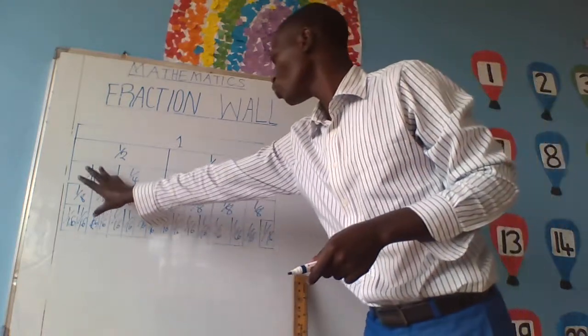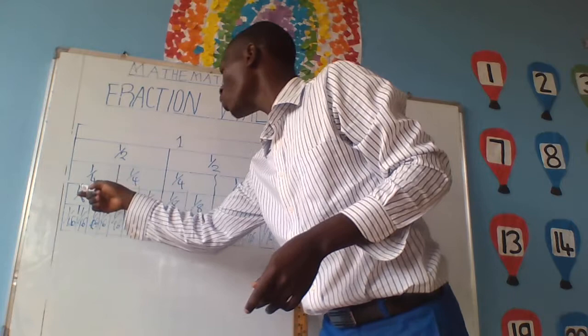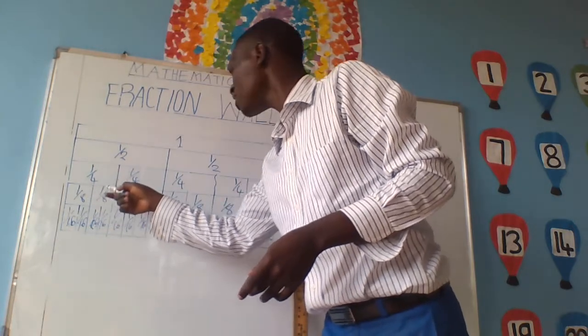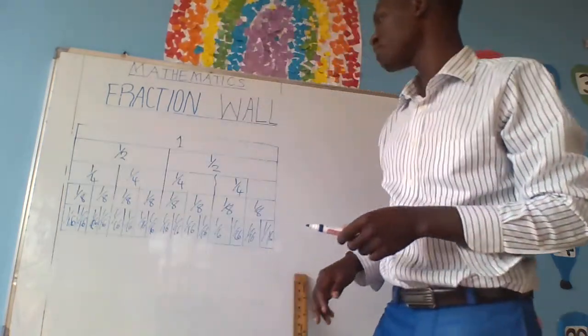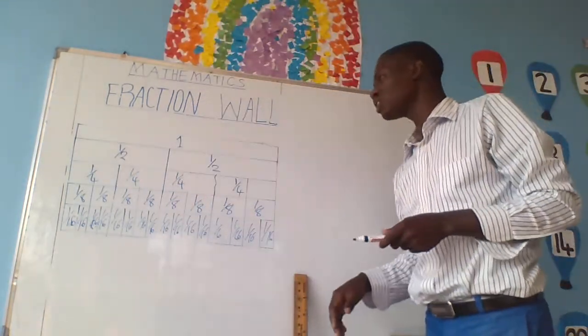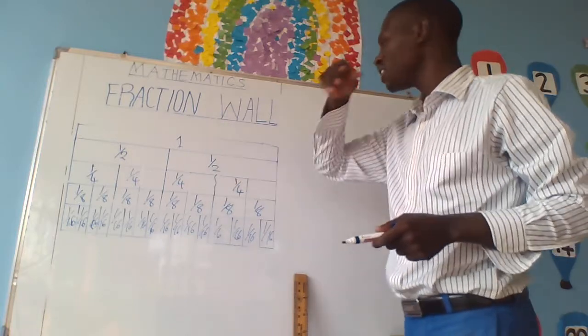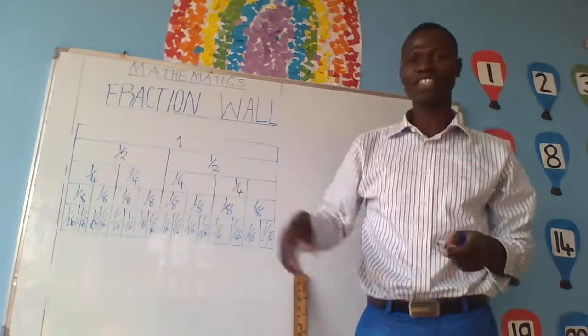The same here. For example, 1 out of 4 is equal to 1 out of 8 plus 1 out of 8. As you can see, these bricks. So it's very simple to find the equivalent fraction from this fraction wall. We'll see in the next lesson, equivalent fractions.